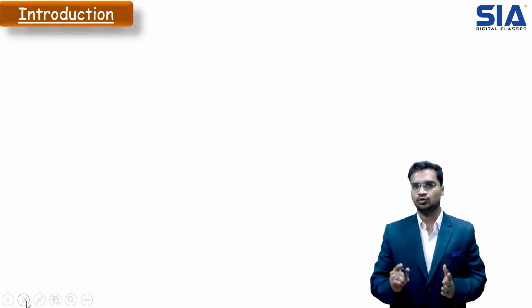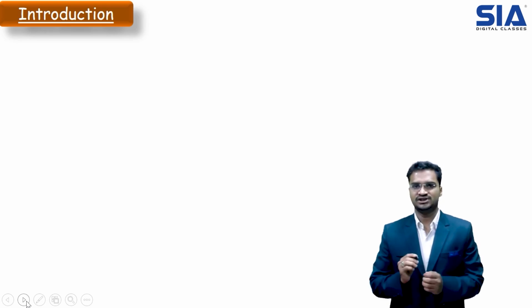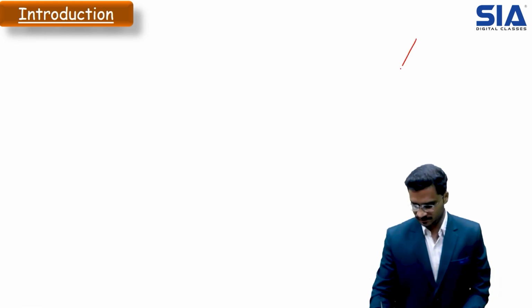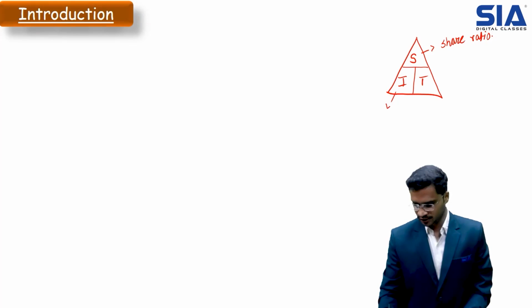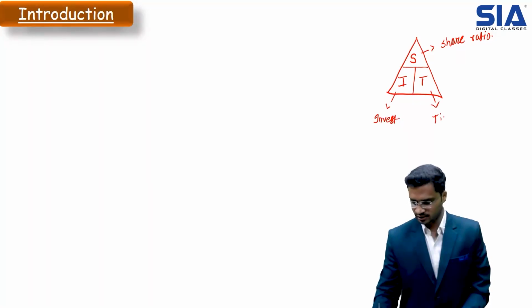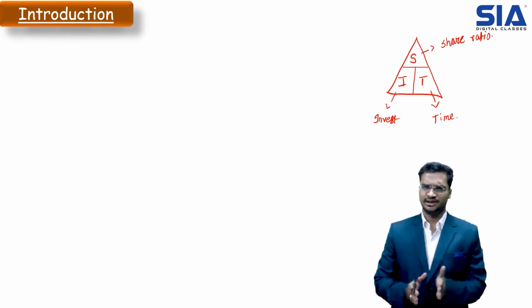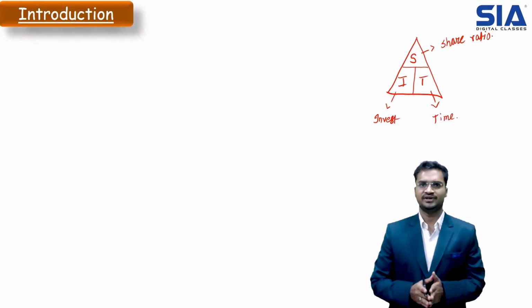In partnership there is only one formula, which we can remember as SIT, S-I-T. S is share ratio, I means investment, and T means time. So S represents share ratio, I represents investment, T represents time.